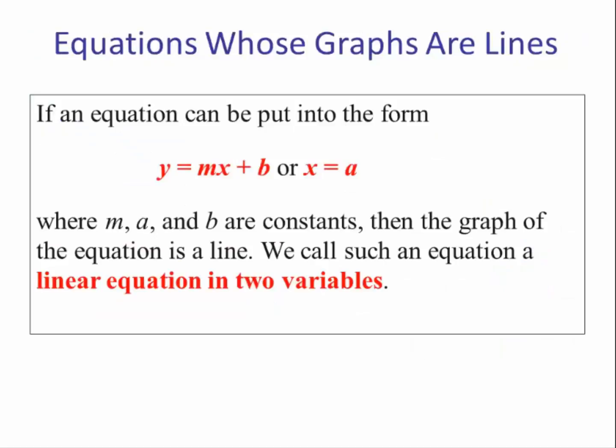So to wrap this up, if an equation can be put in the form y equals mx plus b or x equals a, where m, a, and b are constants, the graph of the equation is a line. It's what we call linear. And the fancy way of saying these types of equations is linear equations in two variables. And we say two variables because we are referring to the variables x and y.